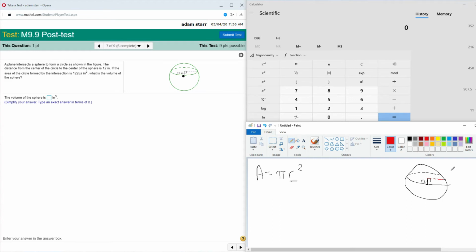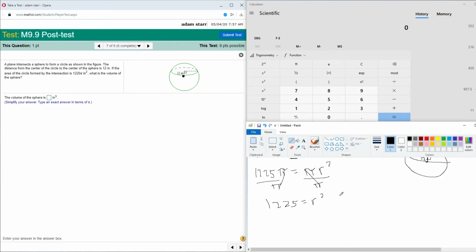So we can find that. I'm going to substitute in what the area of my circle is, which is 1225 pi, equals my pi r squared. And now I'm going to solve this for r. So I'm going to divide both sides by pi. Here the pi's cancel. So I have 1225 equals r squared.